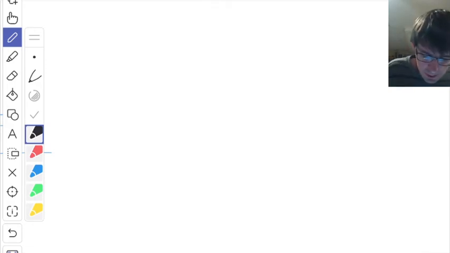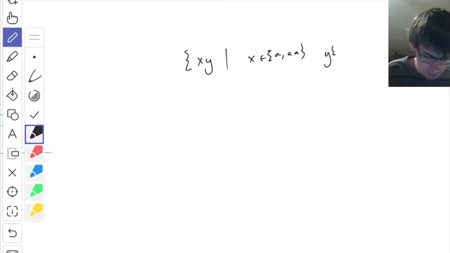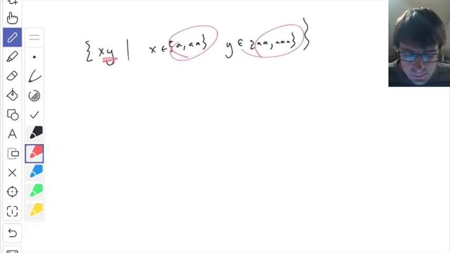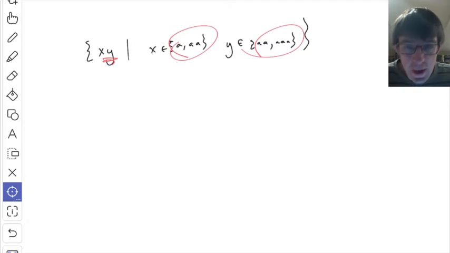Because B says any string like x, y, where x is a or aa, and y is aa or aaa. So this does not have the empty string in it because you can't make the empty string by combining one of these with one of these, which is what that means. Everything in this set has to be either a or aa followed by aa or aaa, and there's no way to get the empty string from that. Okay, that makes sense.